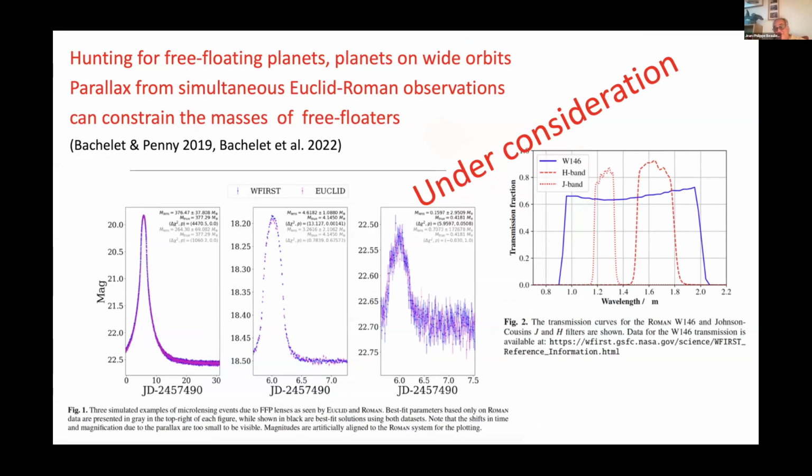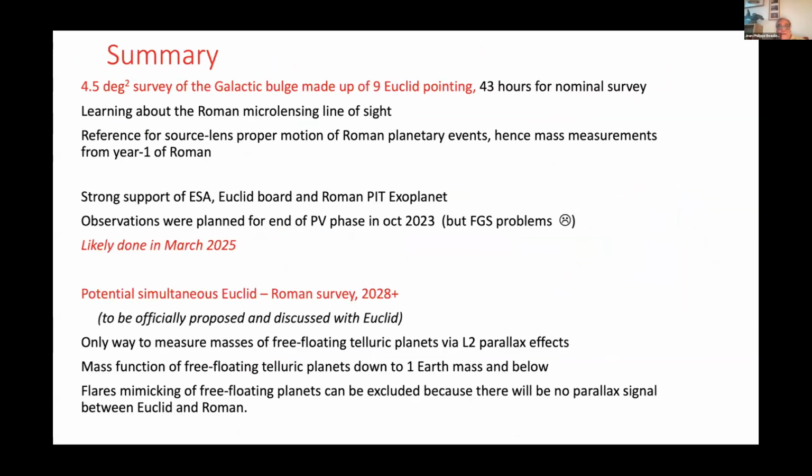Moreover, variable stars do not have parallax signals, so that is also a way to discriminate between free-floating planets and flare stars. So the thing we are advocating for is this 4.5 square degrees in the galactic bulge made by Euclid. This has strong support from ESA, the Euclid board, and the Roman PIT. We are currently in the implementation phase of the survey. The observations will likely be done in March 2025.